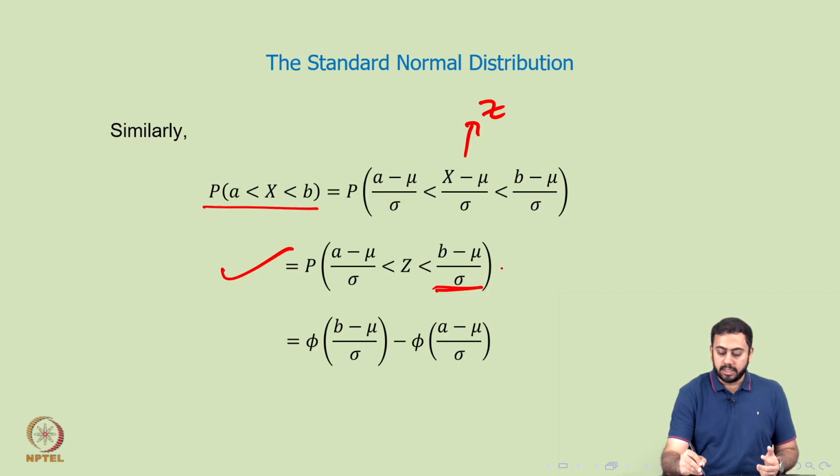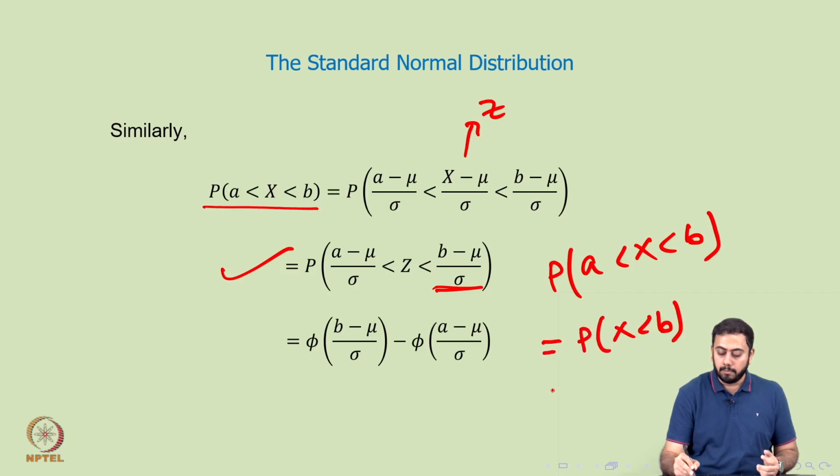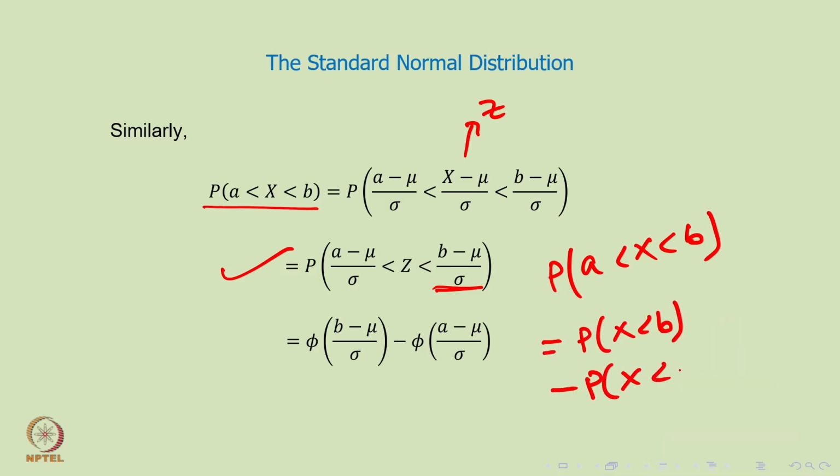This consistency comes from a small equation: the probability that a is less than x is less than b is the same as the probability that x is less than b minus the probability that x is less than a, isn't it? So you take all the values up to b and subtract all the values up to a, and this is exactly what you will get. And this is nothing but the CDF at the point b minus the CDF at the point a.